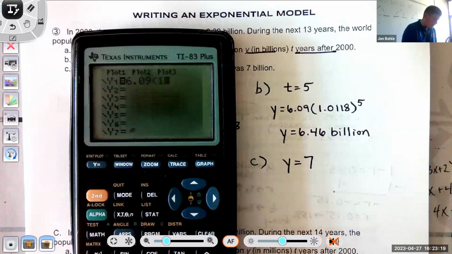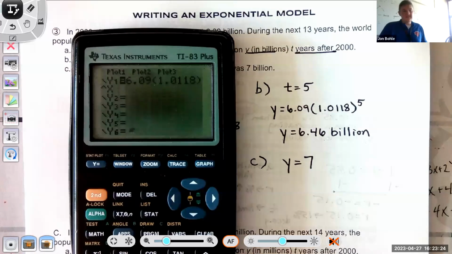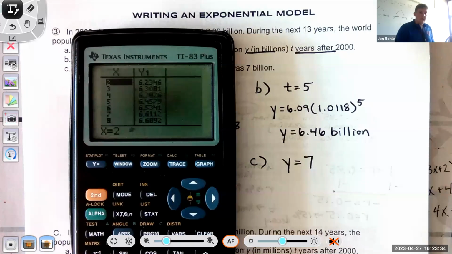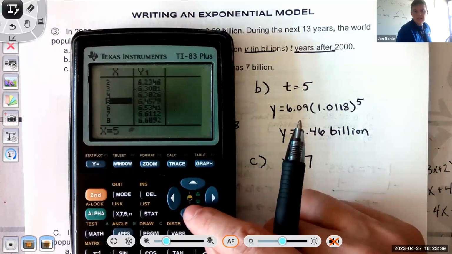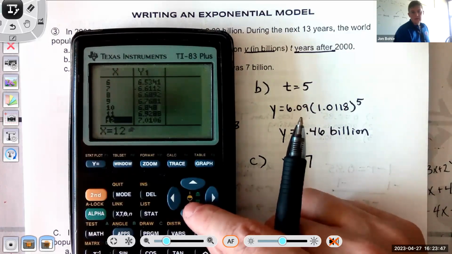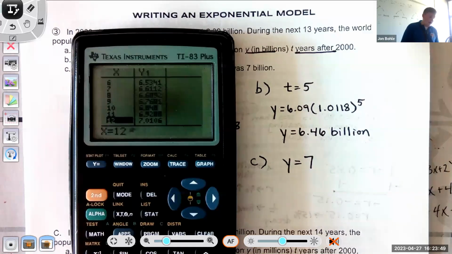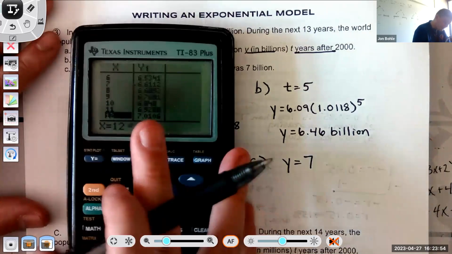6.09 times 1.0118 to the X power. Again, you don't have T, so. Okay, so now what I want to do is hit second and graph to look at the table. And I got to find a Y value that's approximately 7. So I'm at 6.689. Keep going. Get closer. Okay, probably right around 12. So approximately 12 years, I'm going to be at roughly 7 billion.